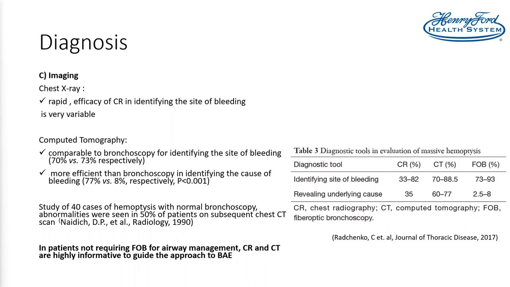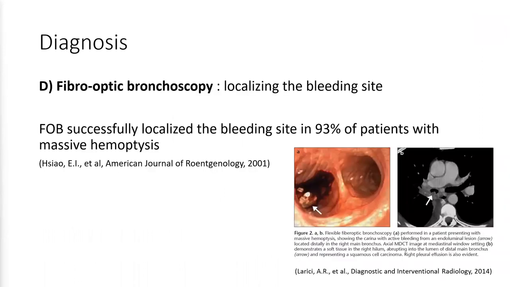And in patients not requiring bronchoscopy for airway management, you might want to think chest X-ray and CT first before you go ahead and call IP and get a bronchoscopy or rush for a bronchoscopy. Now the bronchoscopy, as I mentioned in that table, the most important role of bronchoscopy is to localize the bleeding site when we're talking about diagnostics. And it can successfully localize the bleeding site in 93% of patients with massive hemoptysis.